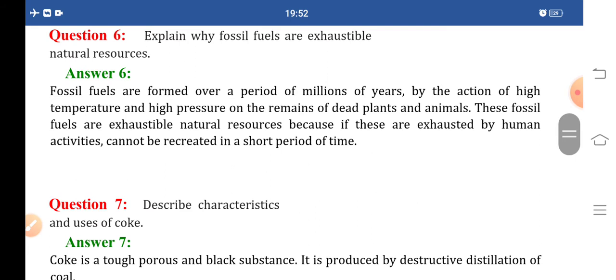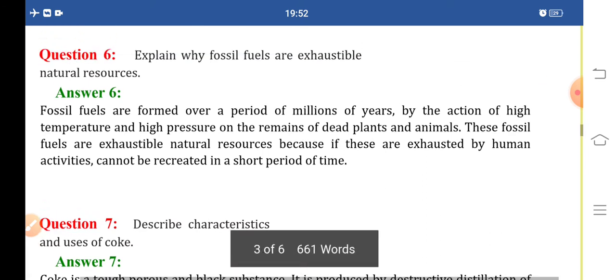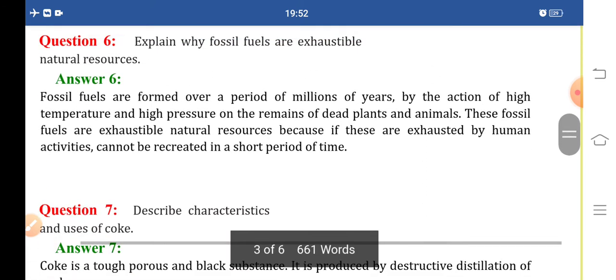Then explain why fossil fuels are exhaustible natural resources. Now this, I think you all know very well. Exhaustible means which got finished with the human usage. So yes, because coal and petroleum, they take about millions of years to form, but their consumption rate is very much faster than their formation rate. So that's why they will be finished after some time. So that's why we will say that these are exhaustible.